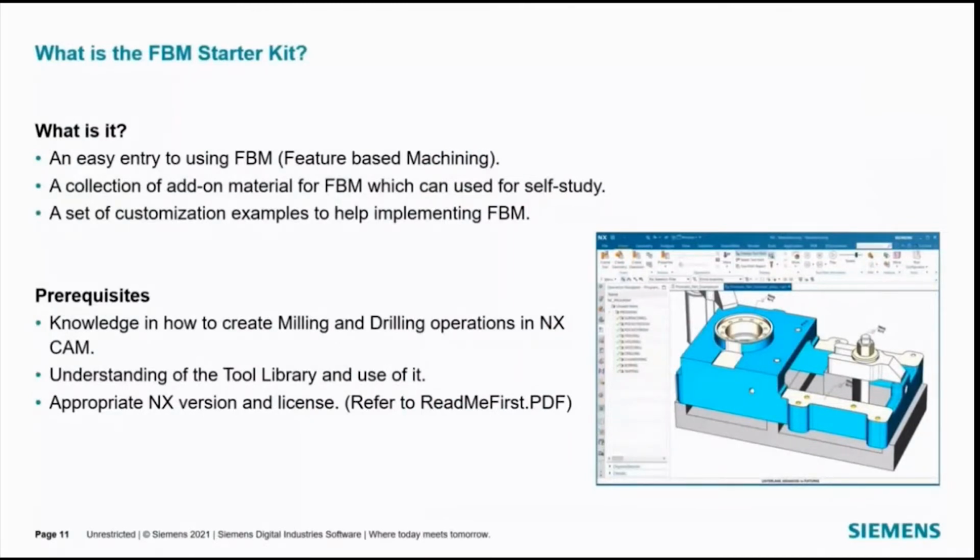The Starter Kit gives users an easy-to-follow way to begin using feature-based machining with a collection of examples that takes users through various scenarios. It is not an out-of-the-box solution for users. This is simply due to each company using specific cutting tools, materials, machining techniques, and so on, which is not possible to predict and deliver with the kit.